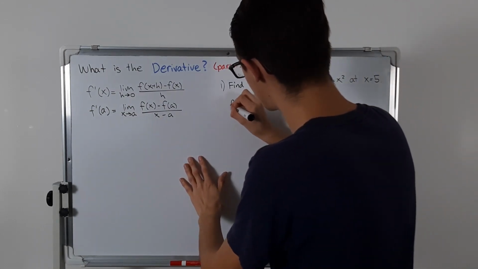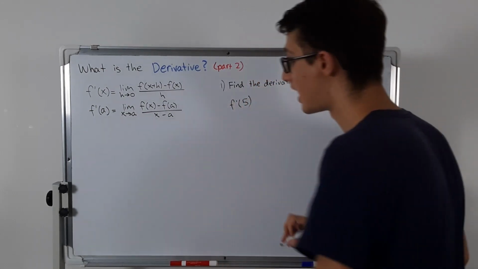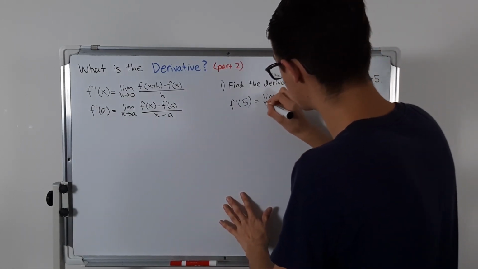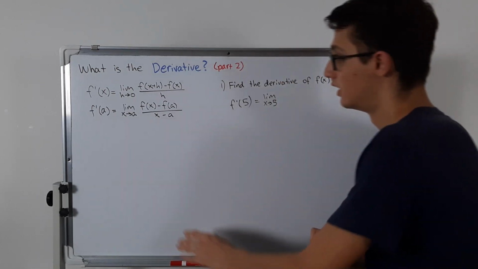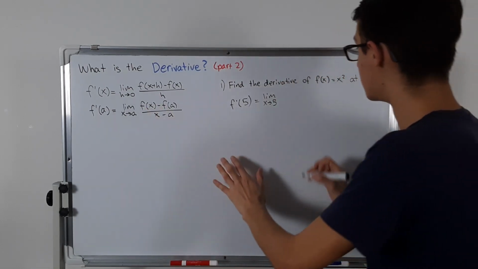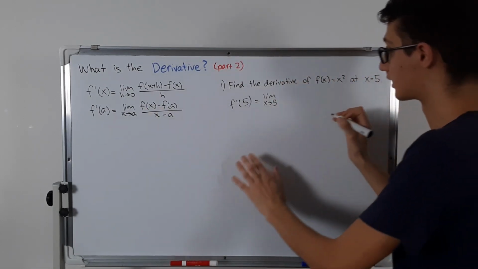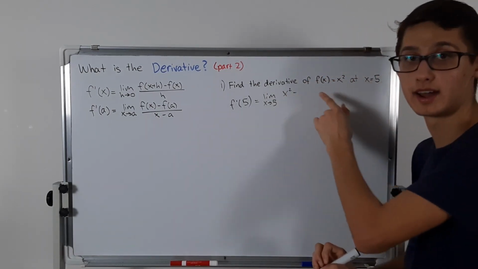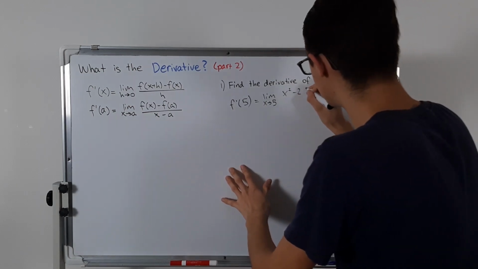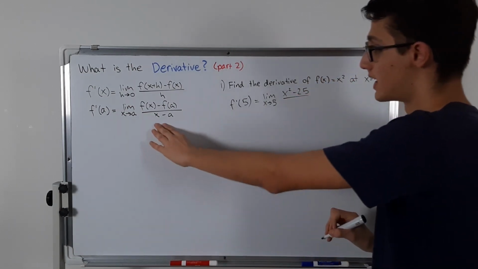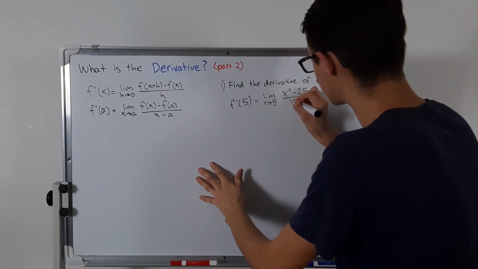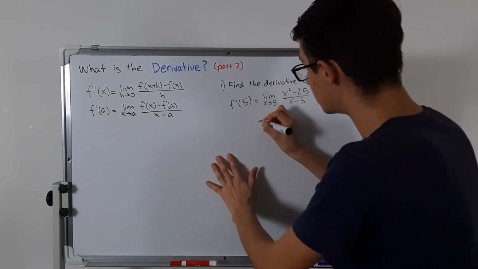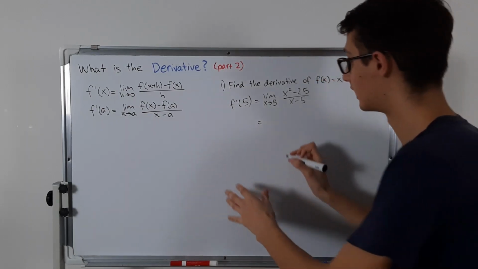So we have f prime evaluated at 5, and this is just going to be the limit as x approaches 5 of f of x minus f of 5. So f of x again is x squared, minus f of 5. Well, that's just going to be 5 squared, which is 25. And then all divided by x minus a, so x minus 5. And so here we have, again, a limit that we have to evaluate.